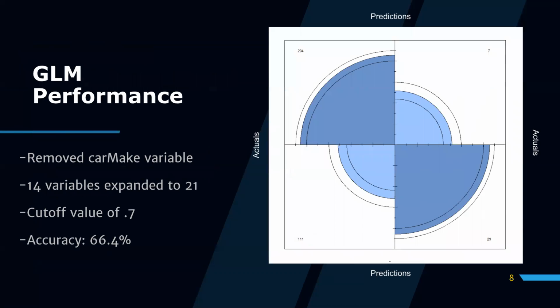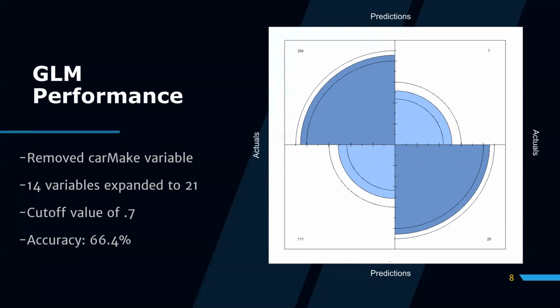So for the generalized linear model, you can see on the right here we have a visualization of a confusion matrix. The top left box and the bottom right box are essentially the numbers of predictions that it got right. And the bottom left and the top right are essentially the numbers of predictions that it got wrong when it was tested against our test data. So how did we get there?